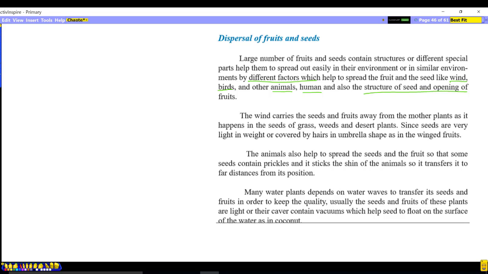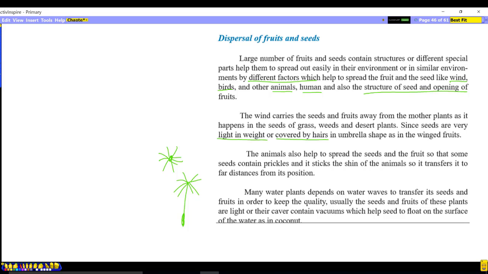The wind carries the seeds and fruits away from the mother plants. It happens with the seeds of grass, weeds, and desert plants, because in this kind of plant the seeds are very light in weight and covered with hairs, like a small seed in the center, but covered with many hairs. Or sometimes a seed has a long extension and umbrella shape, which helps it fly or be transported to far distances.